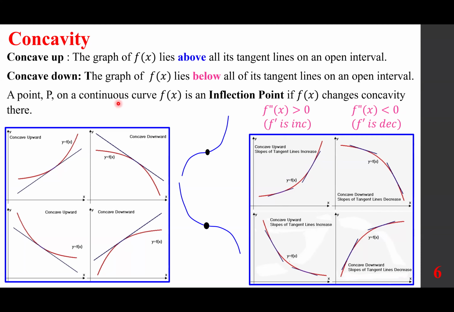Also, a point P on a continuous curve f of x is an inflection point if f of x changes concavity. For example, right here, concave down, then concave up. This is the point of inflection. This one is first concave up, then concave down. Again, point of inflection.